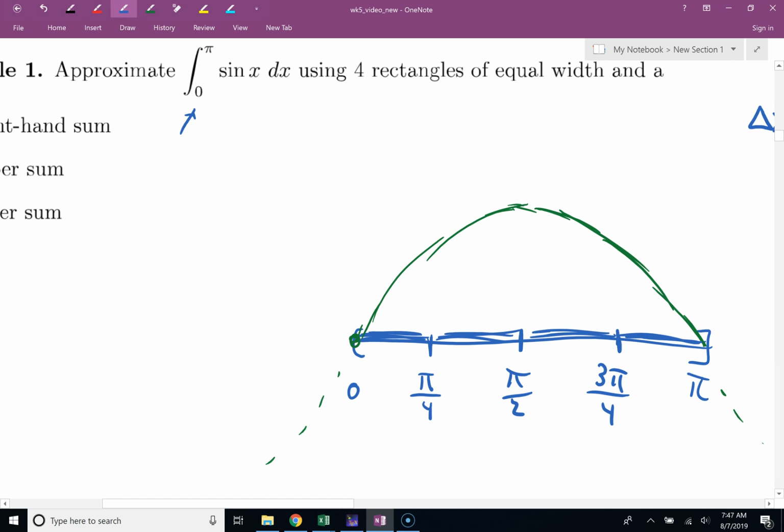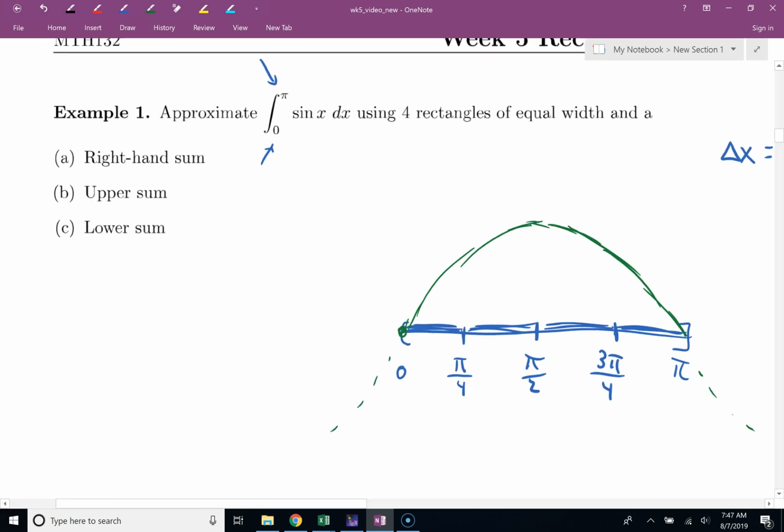Now we need to go ahead and figure out what the heights of these rectangles are. And this is where it really depends. Are you using the right-hand sum? Are you using the upper sum? Are you using the lower sum? But still, we're going to figure out maybe the heights for all of these things. So again, maybe I'll draw it in green here just to do the heights. So the height maybe of this endpoint right here on the left-hand side, that would be 0. And sine of 0 is 0.